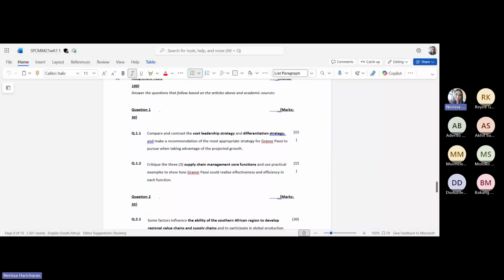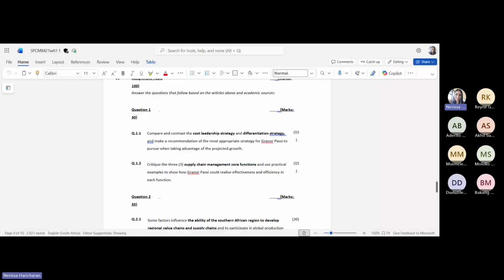So here, it's cost leadership strategy and differentiation, which we had gone over, I think in lecture 1, lecture 2, actually. They're saying make a recommendation of the most appropriate strategy for Grana Parsi to pursue and take advantage of that projected growth. Here, for 15 marks, follow the rubric. Let's say, for instance, you decide to choose cost leadership, what are the different factors in cost leadership, and what examples or applications can you use in relation to this company based on the case study that you're seeing.